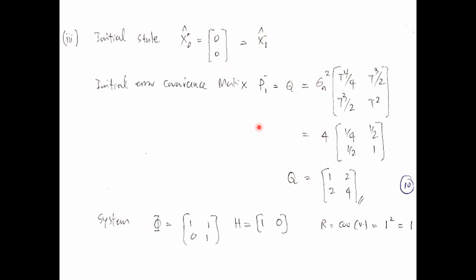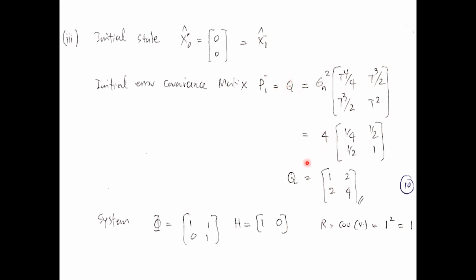And the second step is the predicted error covariance P1 minus, right? Because you have the estimation process. The estimation process has error covariance, and this is that. It is equal to, in fact, Q in this case initially. It's not the case always. Only initially, P1 bar or negative is equal to Q.